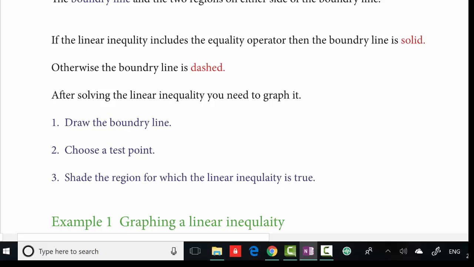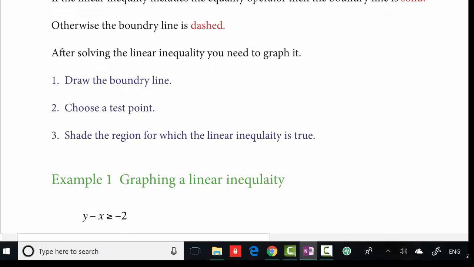You solve a linear inequality the same way that you solve a linear equation. So while you're solving it, pretend that the linear inequality is simply an equal sign, and just treat it as an equal sign, keeping in mind that if you multiply or divide an inequality symbol by a negative number, you reverse the direction of the inequality. So you solve the linear inequality, you have to draw a boundary line, you choose a test point, and you shade the region for which the linear inequality is true.